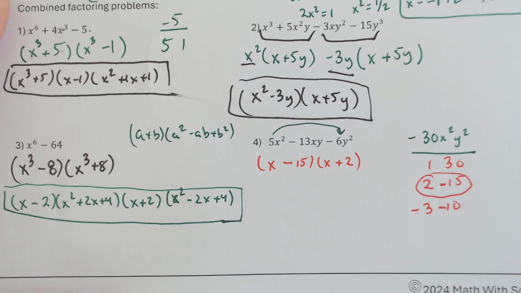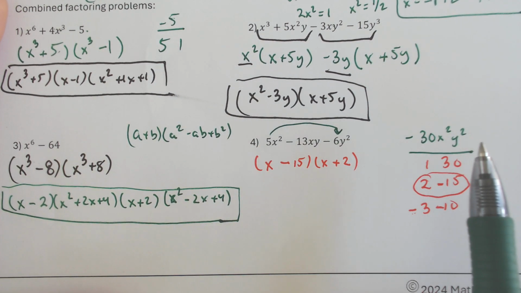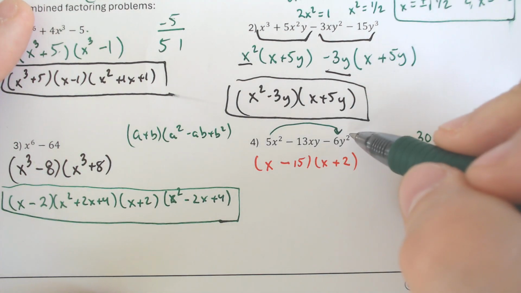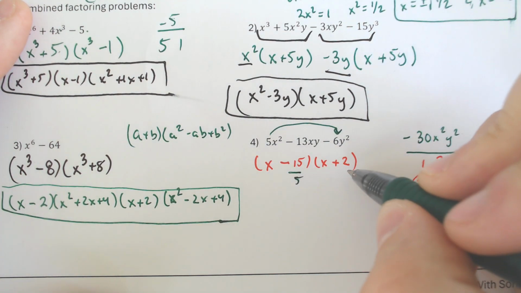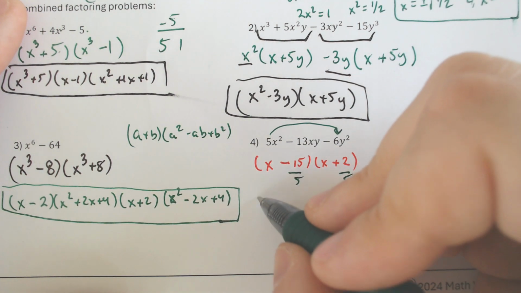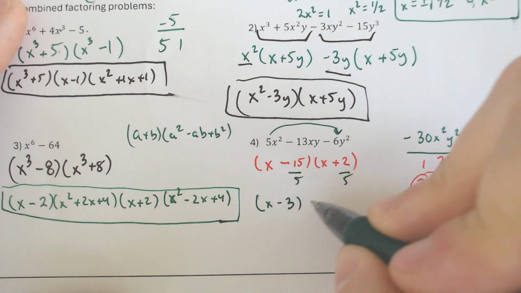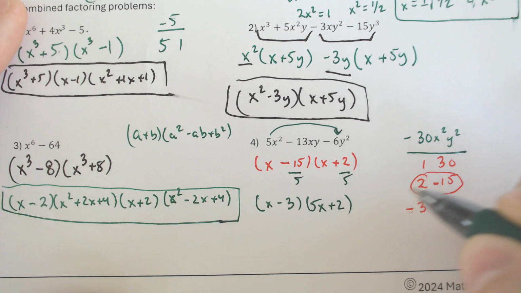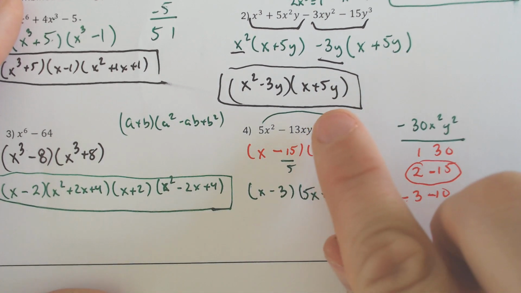Now I have oversimplified this. I have not written the y's yet. But remember, whenever we're multiplying the 5, we have to divide the 5 in this step. So this is going to be x minus 3 and 5x plus 2, which you may notice is still not correct because there's the y's here.